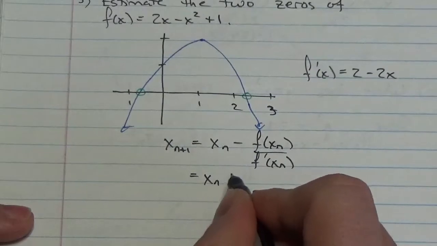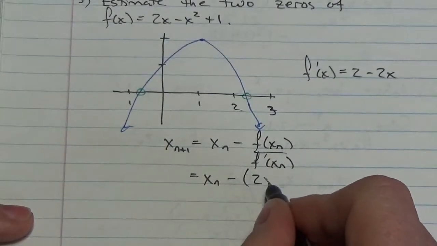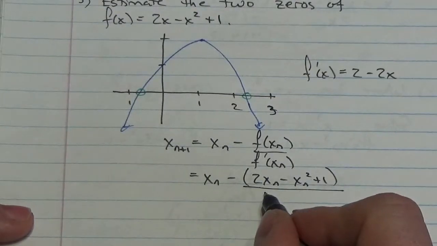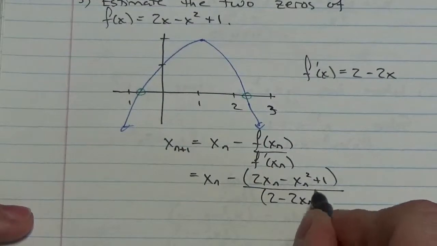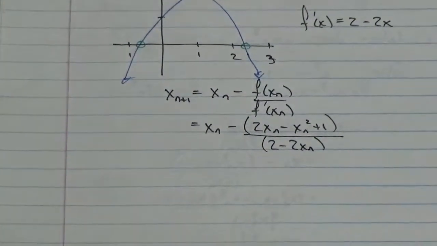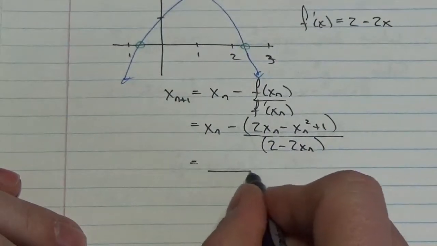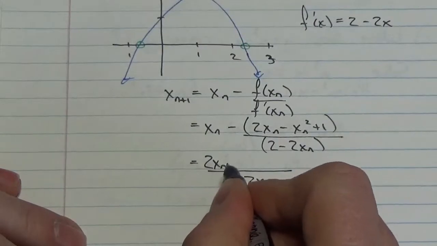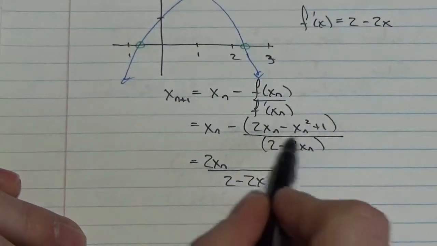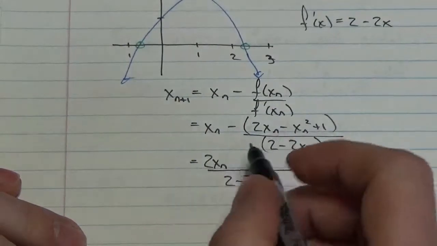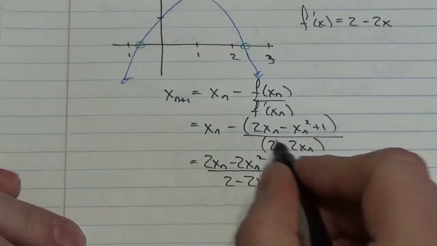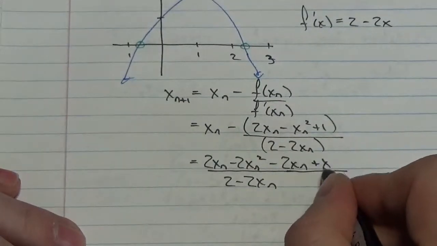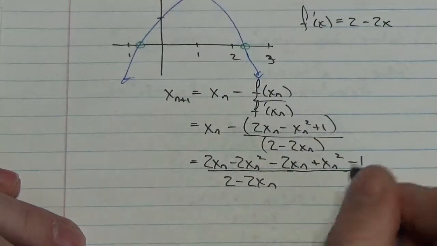And so that'll be xn minus 2xn minus xn squared plus 1 all over 2 minus 2xn. And let's simplify again. So this will be 2 minus 2xn. This will be 2xn. Remember, I'm going to multiply this by the denominator here. So 2xn minus 2xn squared minus 2xn when I distribute the negative through plus xn squared minus 1.